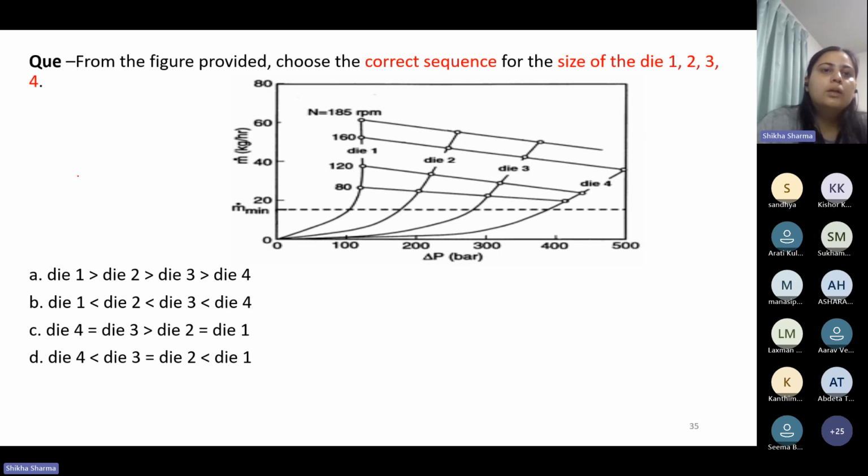From the figure provided, choose the correct sequence for the size of the die. 1, 2, 3, 4. We have dies. From this figure, we need to tell which die is small, which die is medium in size, which is large. Option A. Yes, option A is correct, ma'am. So can anyone explain logically what is happening in this diagram? You are correct that option A is correct.